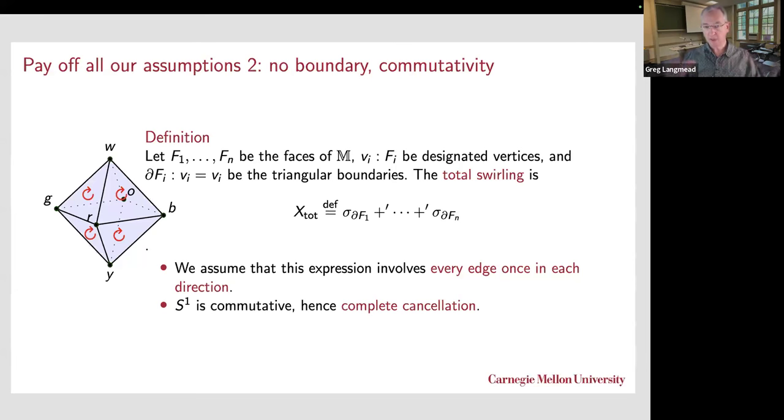So this total swirling completely cancels, and right, S1 is commutative, so we reorganized, cancellation. All of this that I just said, this swirling and cancellation, I'll come back to this in a sec, is the classical proof. You can read about this in old proofs of the Poincaré-Hopf theorem.